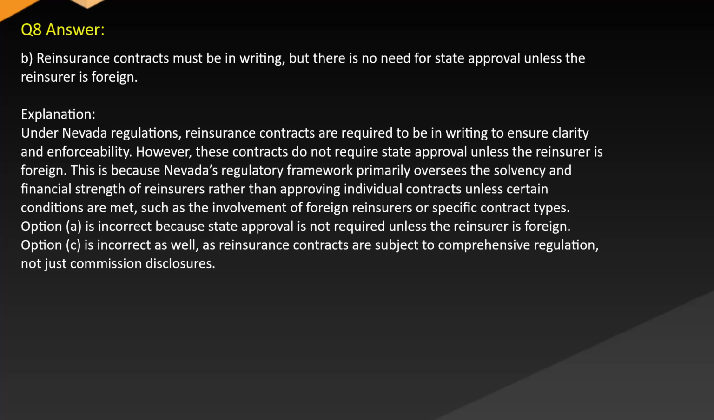stability of reinsurers rather than approving individual contracts unless certain conditions are met, such as the involvement of foreign reinsurers or specific contract types. Option A is incorrect because state approval is not required unless the reinsurer is foreign. Option C is incorrect as well, as reinsurance contracts are subject to comprehensive regulation, not just commission disclosures.